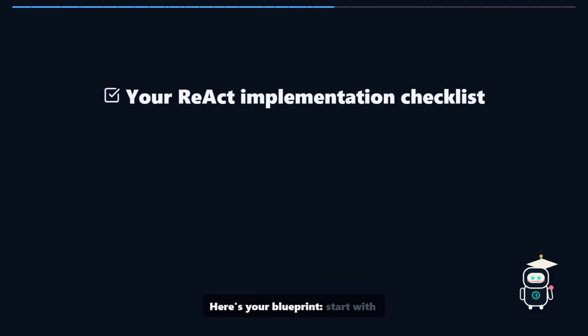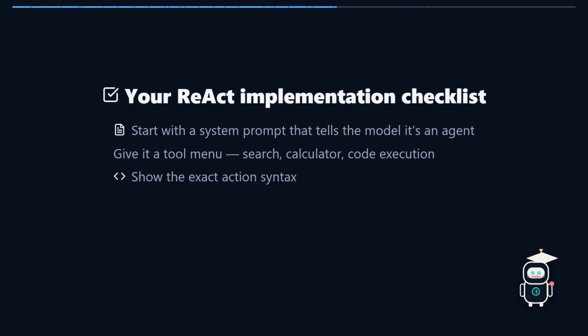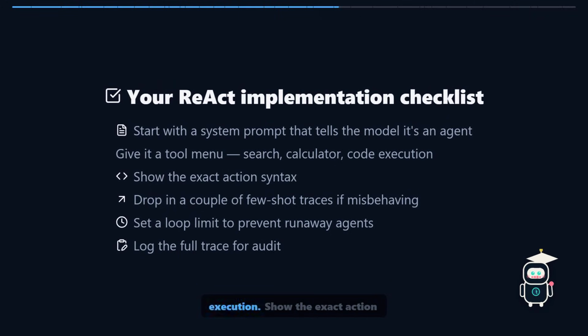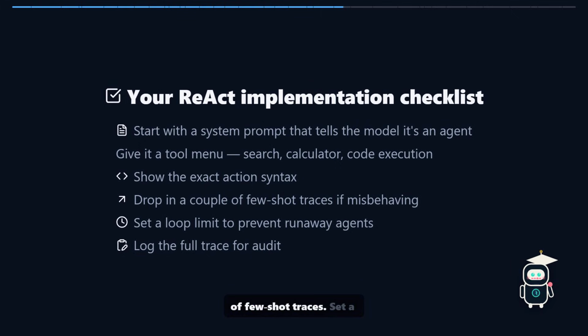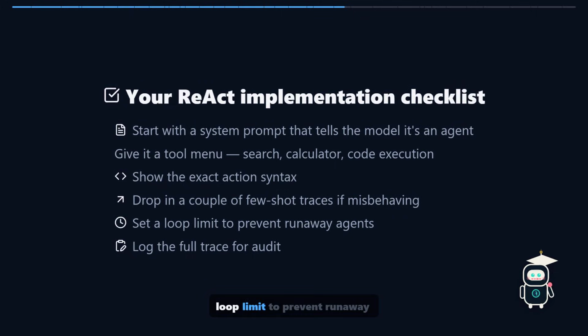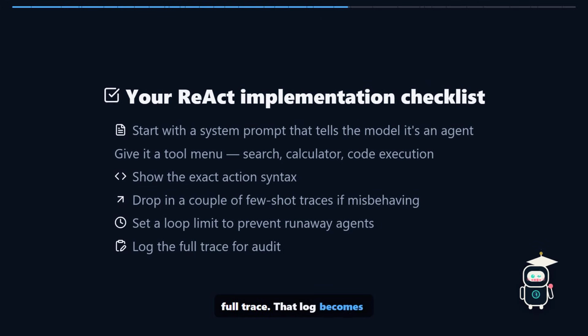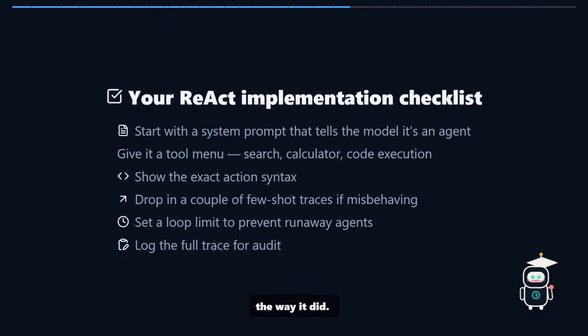Here's your blueprint. Start with a system prompt that tells the model it's an agent. Then give it a tool menu. Search, calculator, code execution. Show the exact action syntax. If the model still misbehaves, drop in a couple of few-shot traces. Set a loop limit to prevent runaway agents, and always log the full trace. That log becomes your audit trail when someone asks why the agent answered the way it did.